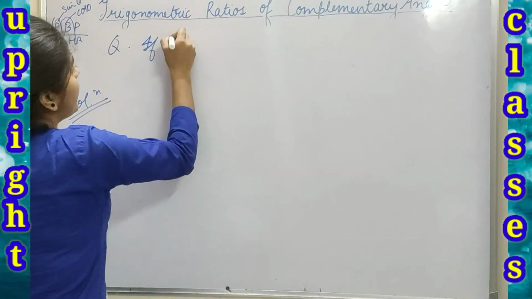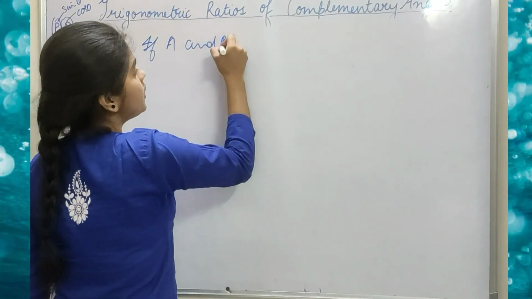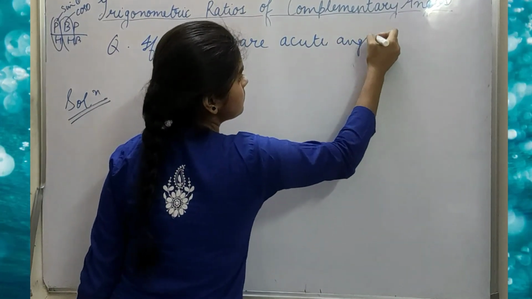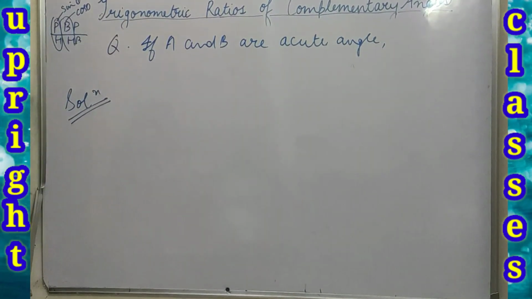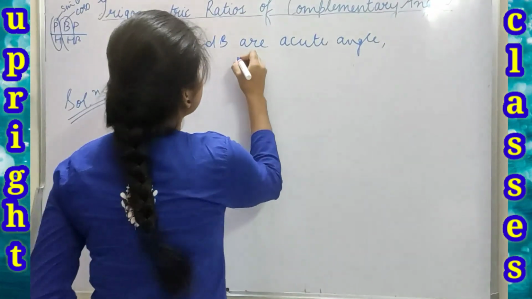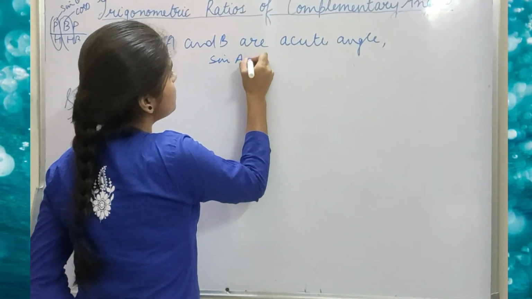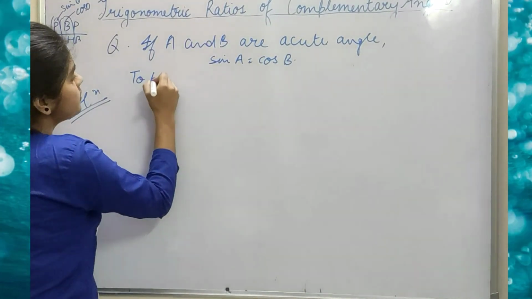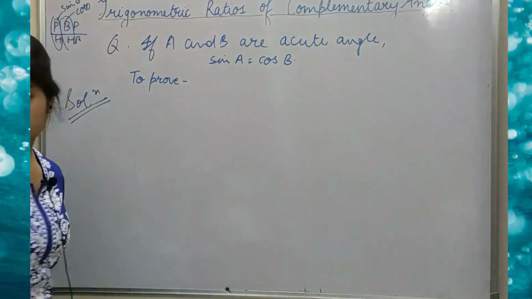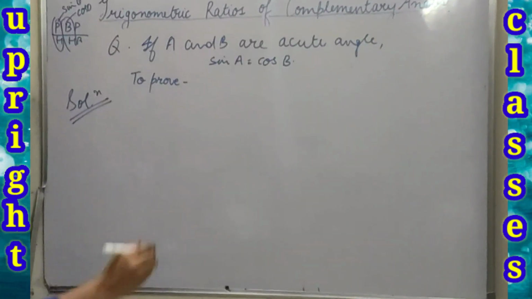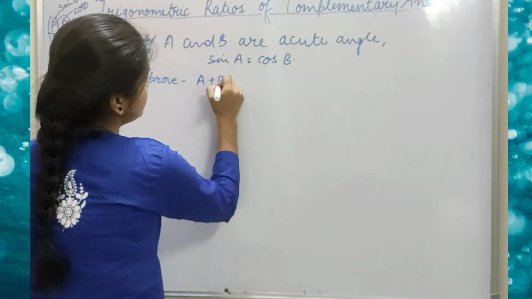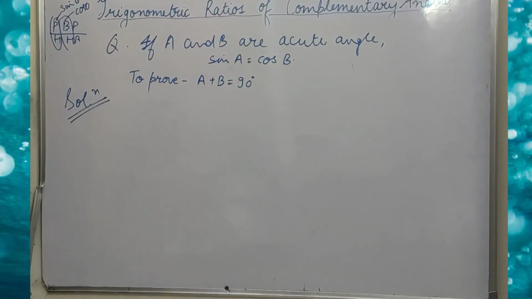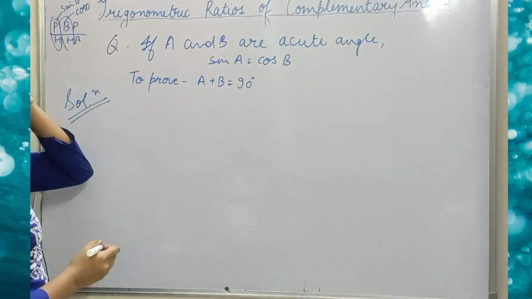Question: if A and B are acute angles and sin A is equal to cos B, you need to prove A plus B is equal to 90 degree. Okay, so how will you prove this question?